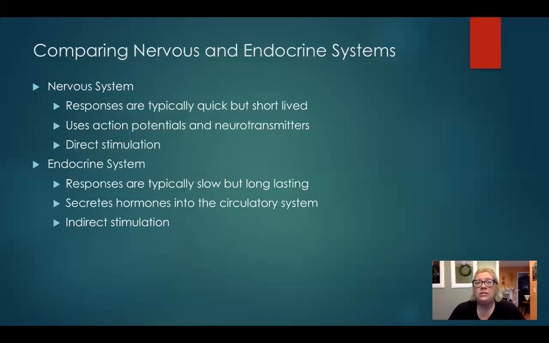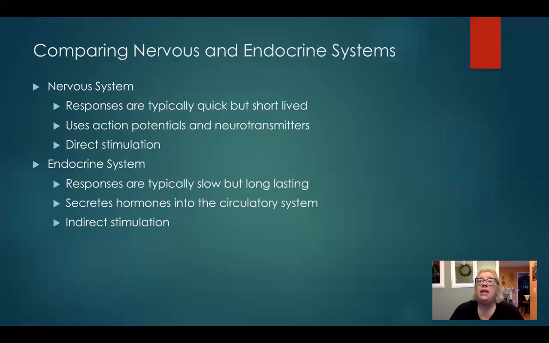Now, there are two systems that are going to work in conjunction with each other to keep our bodies in this even homeostasis keel. They are the nervous system and the endocrine system. And the difference between the two systems really lies in three factors: how quickly it works, how long it works, and how it works. So the nervous system is going to be very quick in responding, very, very quick.